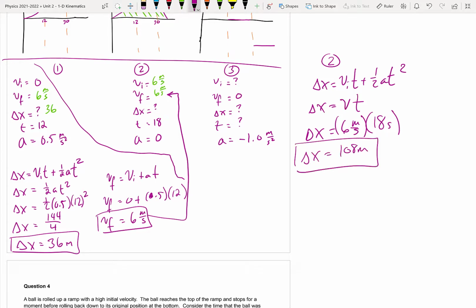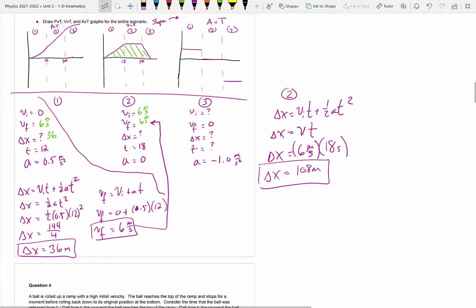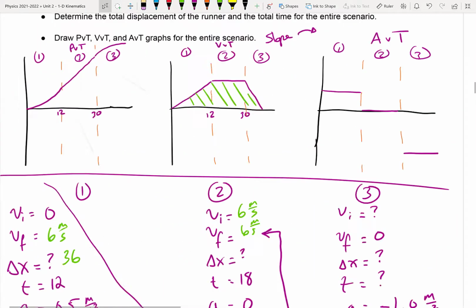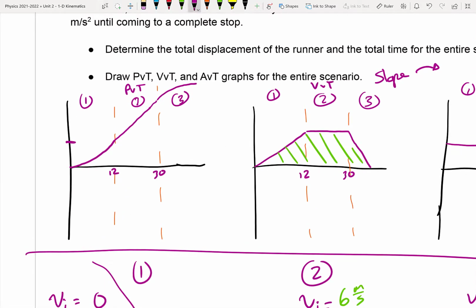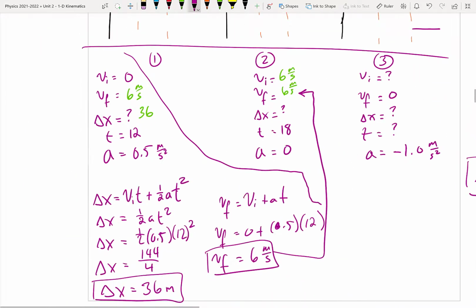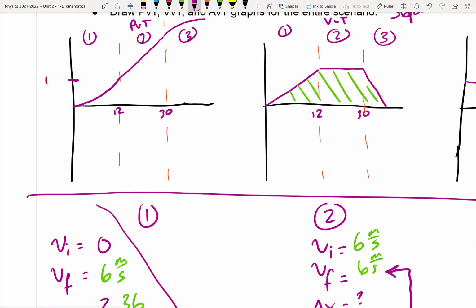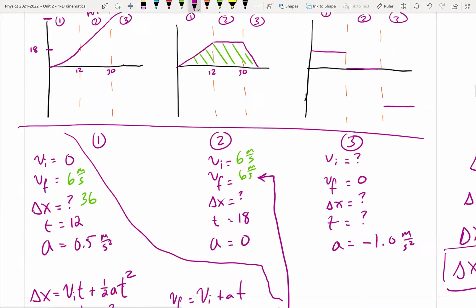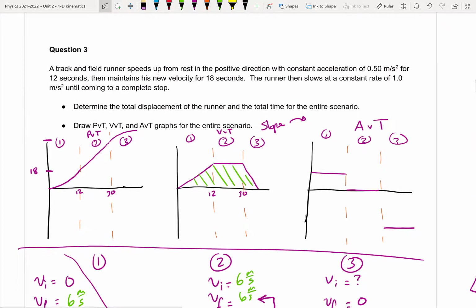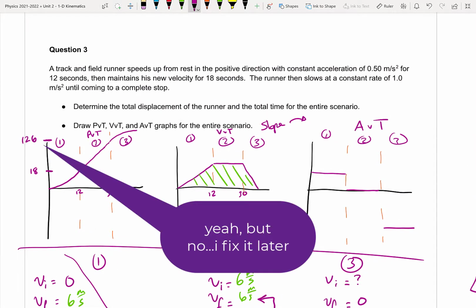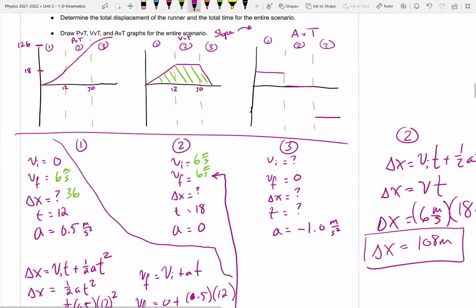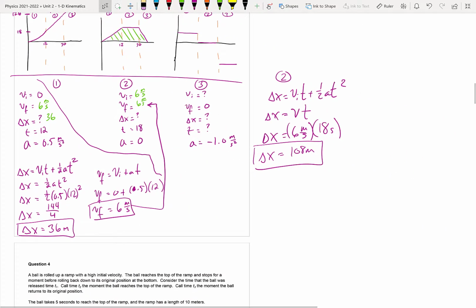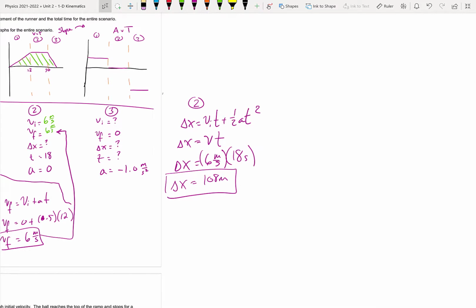Okay, so now I found the displacement throughout phase 1, and I've found the displacement throughout phase 2. So that means right here on my graph, this is, I just forgot the number, 36. We want to see it visually, because this is position versus time. And at the end of phase 2, which is right here, we've traveled another 108. So that's 126 total. And then phase 3, we need to find out, and then we'll be able to get our final displacement and figure out what our total displacement for the entire trip is.